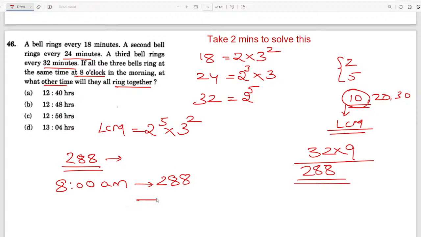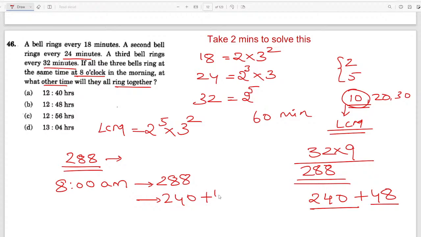288 minutes means, 1 hour contains 60 minutes. So 6 4s are 24. So in 4 hours there will be 240 minutes, and then again 48. So 240 plus 48 is 288. So 240 is 4 hours. So 8 o'clock plus 4 hours is 12 o'clock plus 48, so 12:48. So this is 240 plus 48.